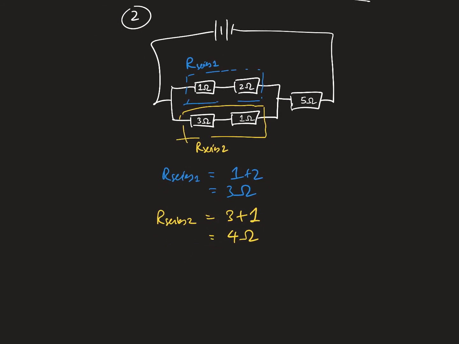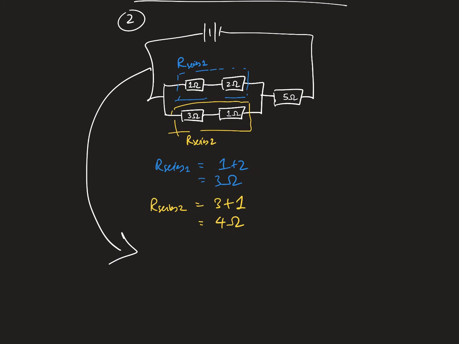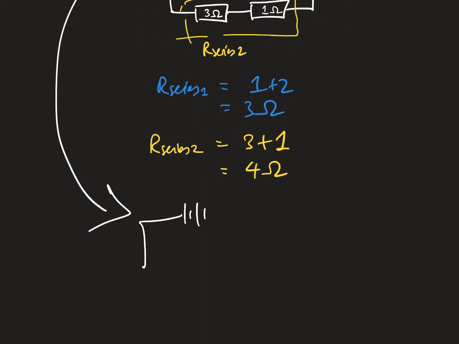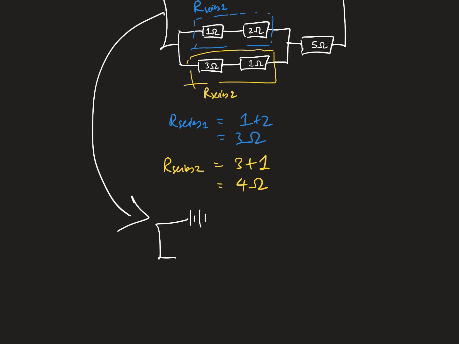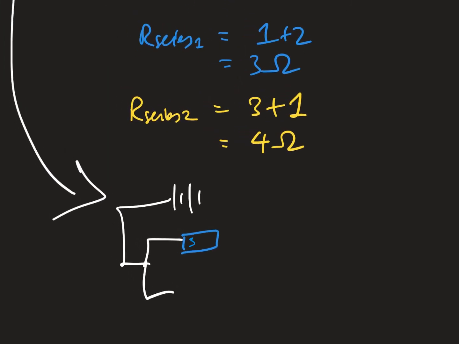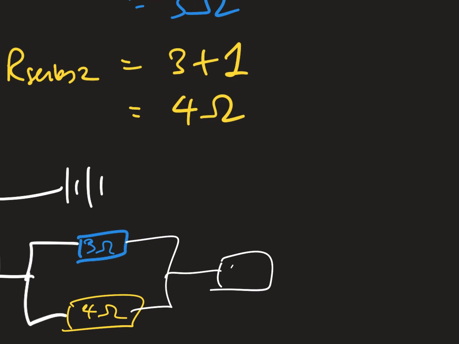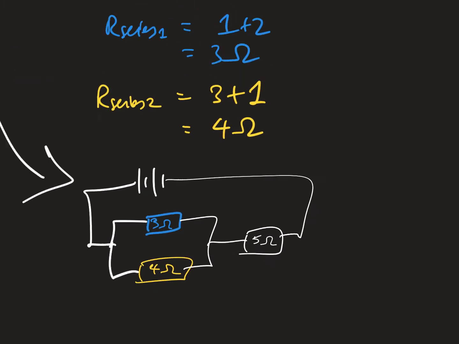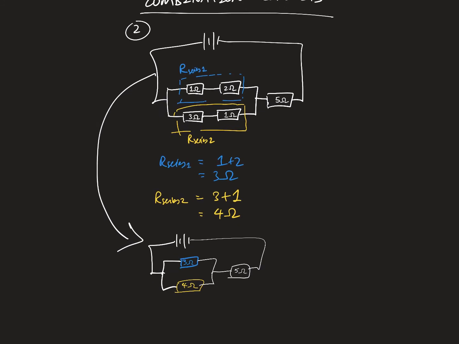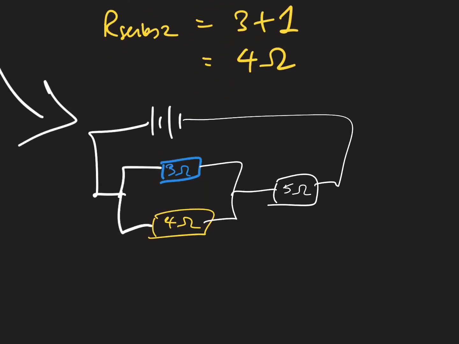And ta-da, we just redrew this whole circuit as R series 1, so that is 3 ohms, and then R series 2 is 4 ohms, and then we are left with the other one, which is 5 ohms, like this. So you can see how we've managed to simplify the circuit.